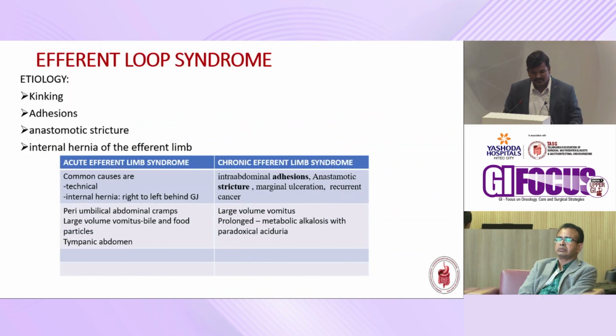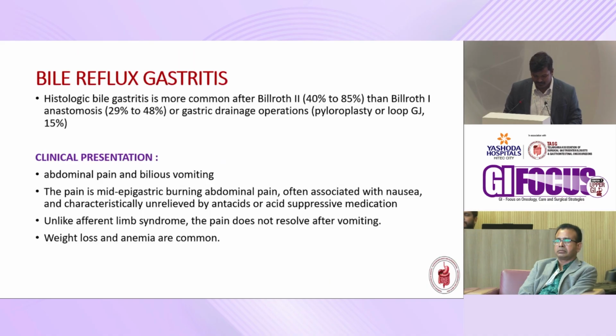Efferent loop syndrome is also similar to afferent loop syndrome, where kinking, adhesions, or anastomotic stricture may cause efferent loop syndrome. It usually presents with periumbilical cramping type of abdominal pain, like an obstruction, with large volume vomitus containing bile and food. And bile reflux gastritis is more with Billroth 2 than Roux reconstruction. So Roux reconstruction prevents the bile reflux. There will be abdominal pain and bilious vomiting, but the pain is not relieved with antacids in bile acid reflux, and pain will not be relieved after vomiting, unlike afferent loop syndrome.